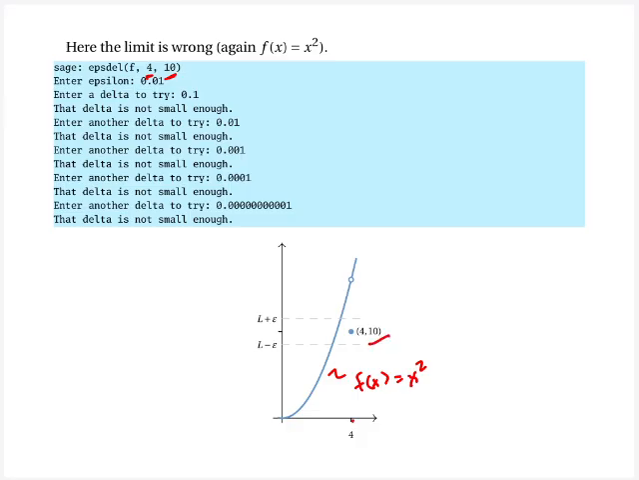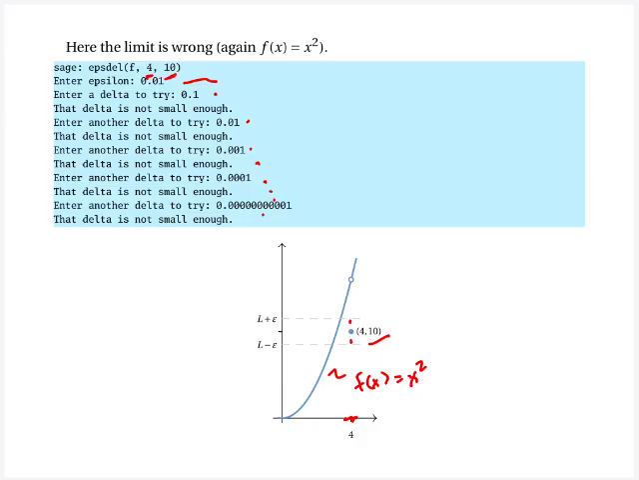So how does the system tell you that that's not right? And the answer is you try an epsilon of 0.01, and you keep looking for deltas, and it keeps saying you failed. You can never find a delta that works. You can never find a tolerance around 4 small enough to ensure that f of x is always within 0.01 of 10. That's not going to happen.